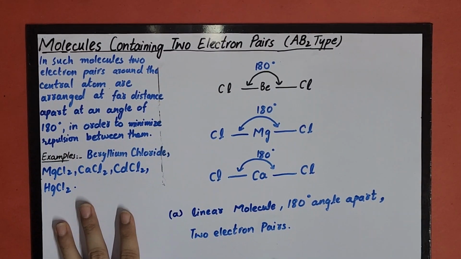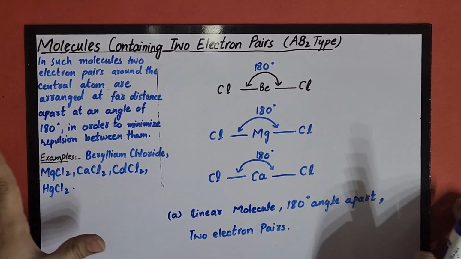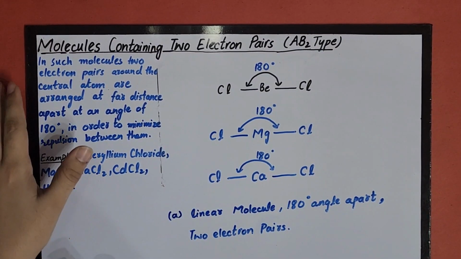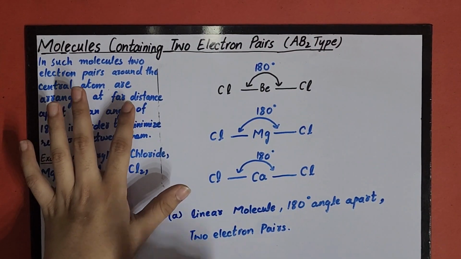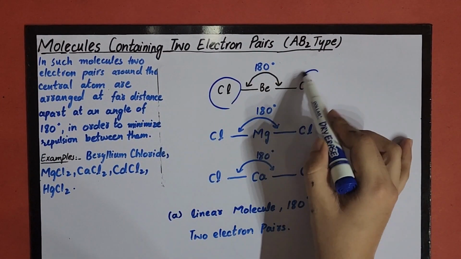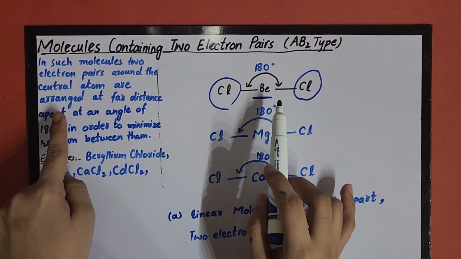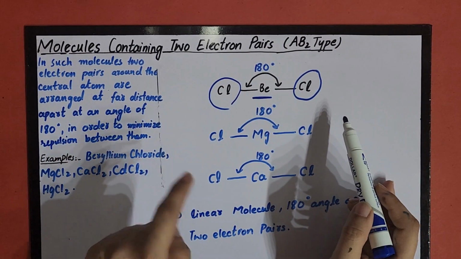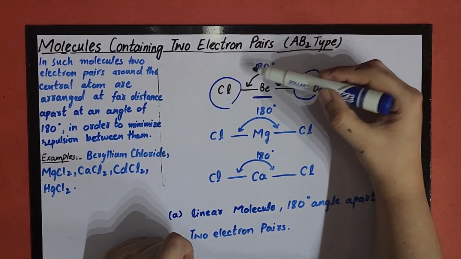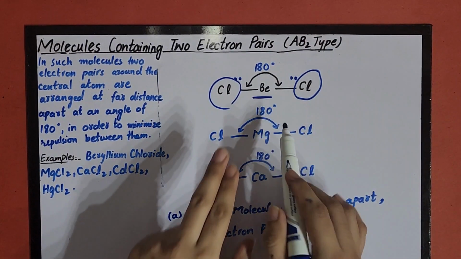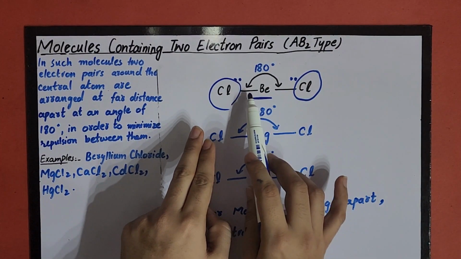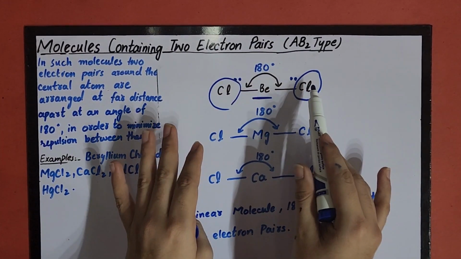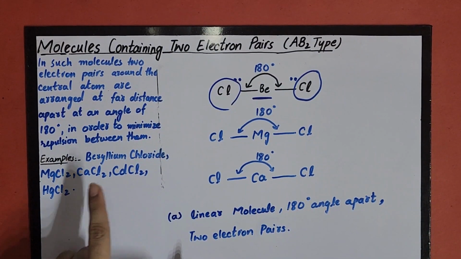So here are the molecules containing 2 electron pairs, AB2 type molecule. If we consider a molecule that contains a particle A that is connected with 2 B particles, in such molecules there are 2 electron pairs around the central atom. These 2 electron pairs with the central atom are arranged far apart at an angle of 180 degrees in order to minimize the repulsion between them. For example, here is a bonded pair and here is also a bonded pair. So these 2 bond electron pairs are apart from each other at the maximum angle to minimize the repulsion between these 2 pairs. So here are some examples of AB2 type molecules.